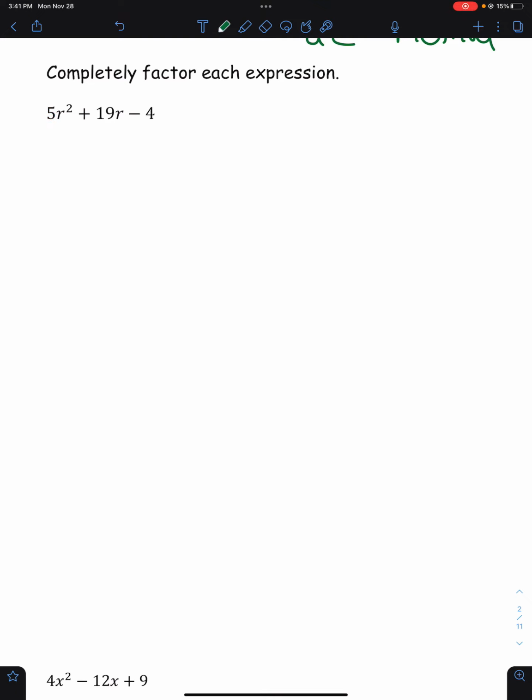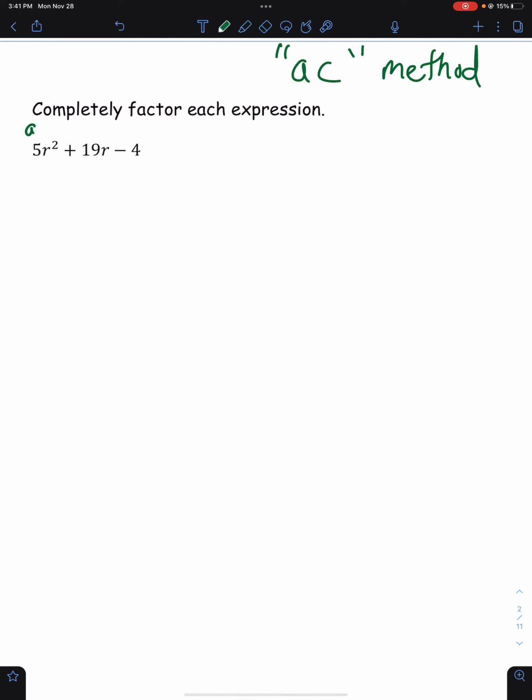It's called the AC method, because if you think about a quadratic polynomial, it's ax squared plus bx plus c in standard form. So instead of just doing two numbers that multiply to negative 4 and add to 19, you're not going to find those two numbers. You have to do a times c. So you do 5 times negative 4. So you want two numbers that multiply to negative 20 and they still add to that middle number of 19.